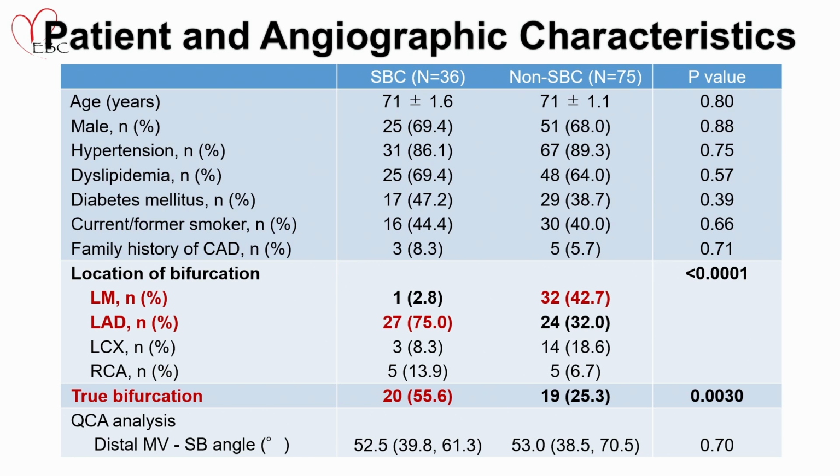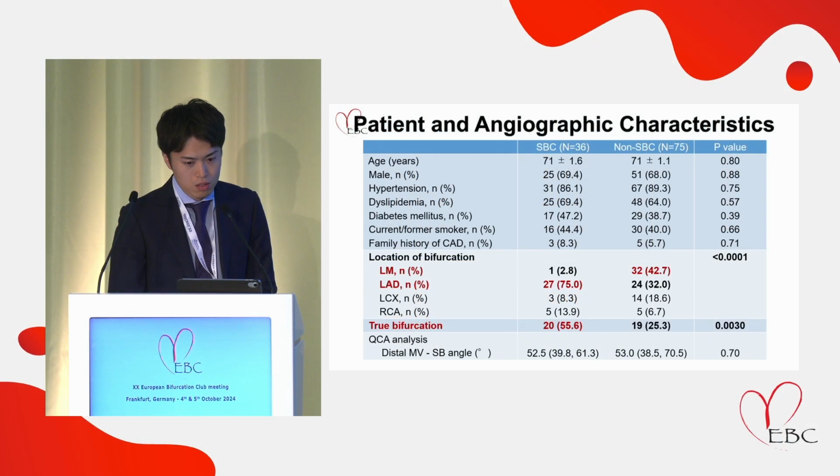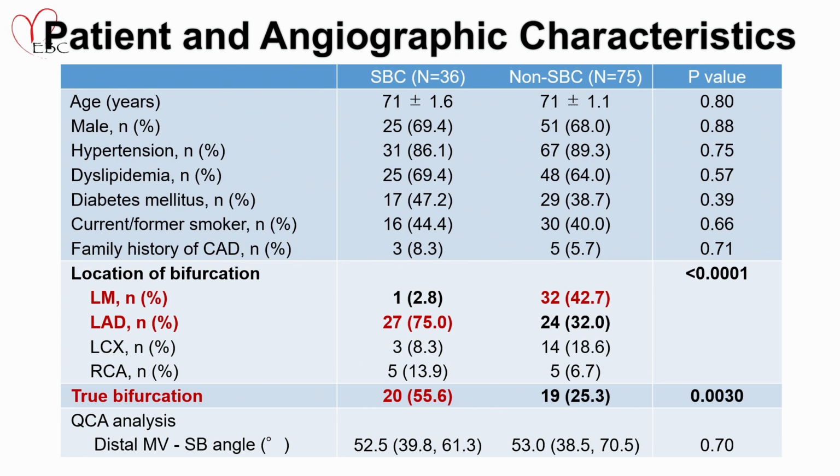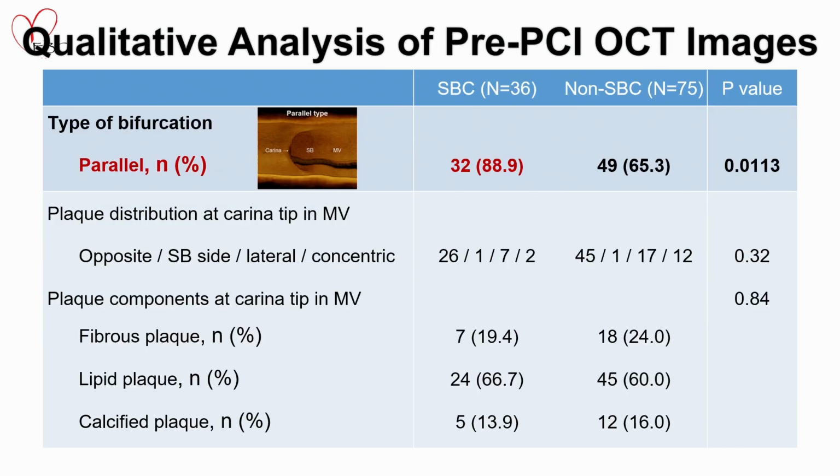The target bifurcation regions with SBC were mostly located at the LAD, and those without were more frequently located at the left main coronary artery. The prevalence of true bifurcation lesion was significantly higher in the SBC group. The angle between distal main vessel and side branch was comparable in the two groups. The prevalence of parallel type bifurcation was significantly higher in the SBC group. In the present study, no differences were detected in the plaque distribution and components.